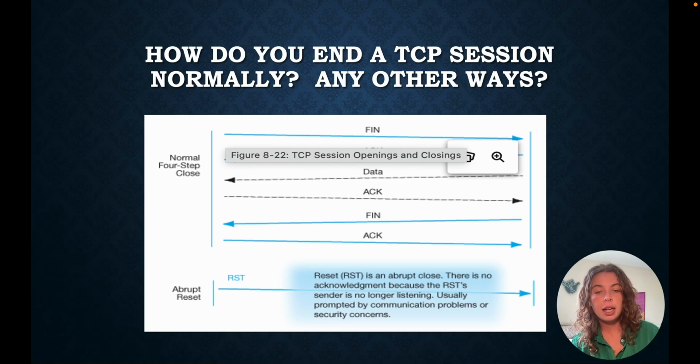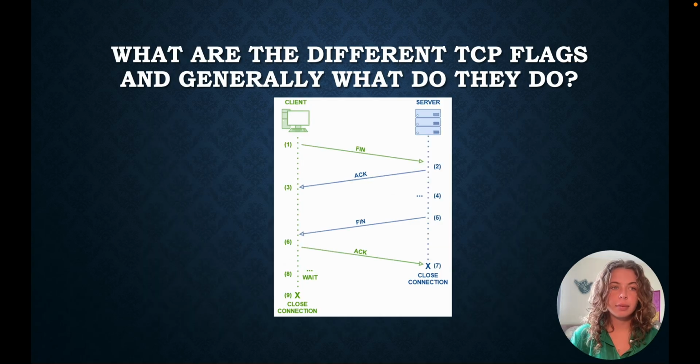Then the second side is going to send its own FIN packet to close its end of the connection. And then the first side is going to acknowledge that second FIN. This ensures that both sides agree that the session is closed, although it can be closed in another way. It would be abruptly with a reset, and this is usually prompted by communication or security concerns.